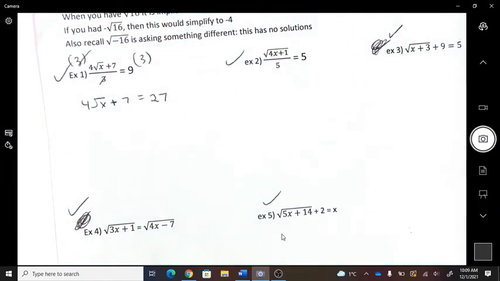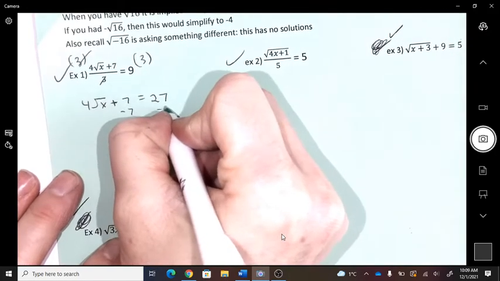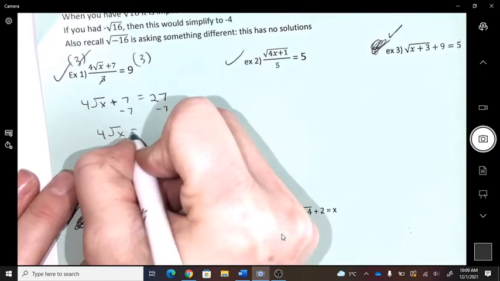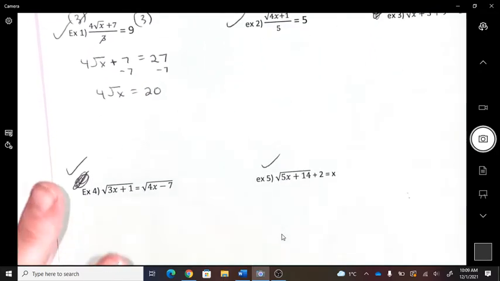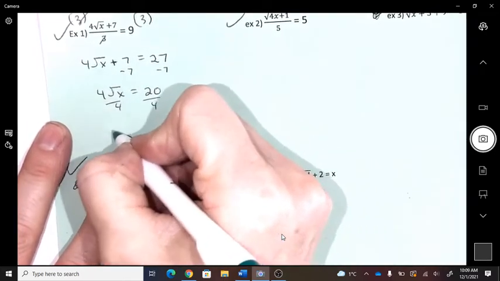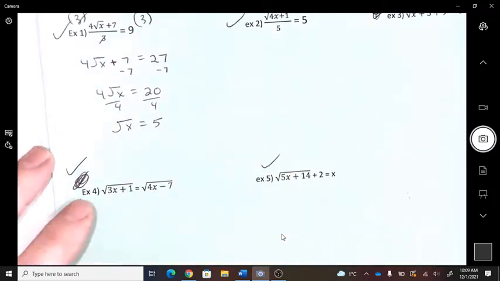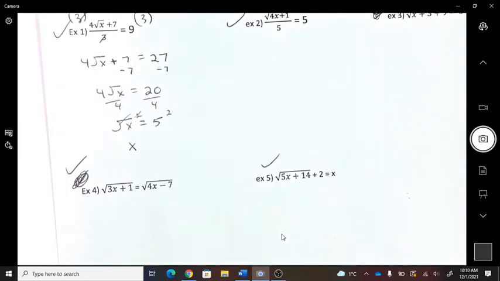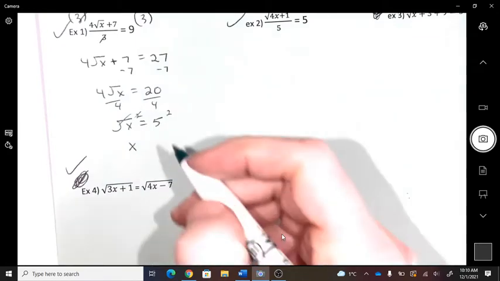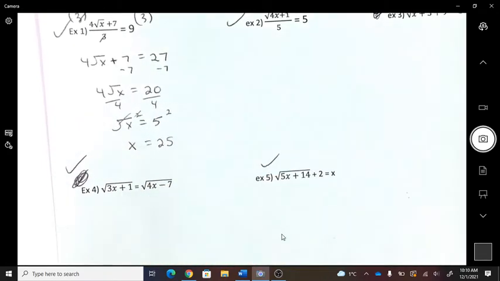Now, what do you want to move? The 4 or the 7? 7. So minus 7. Okay, I'm going to divide by 4. And I get 5. So that's half the battle, is isolating the radical. Now, to get rid of the radical, I'm going to square it. Squaring a square root eliminates it, and I get 25.